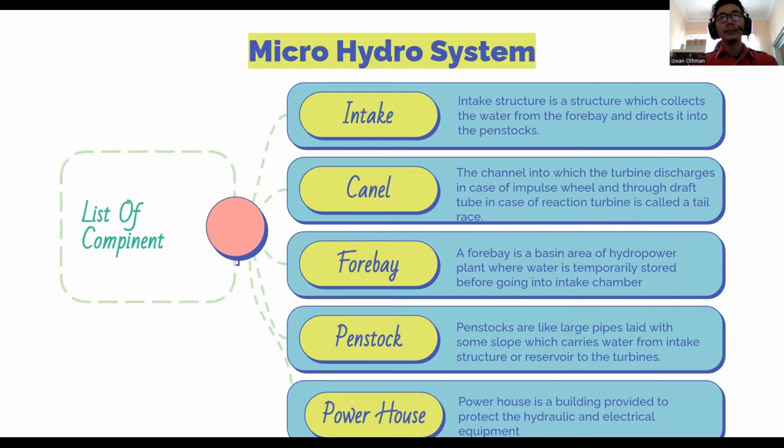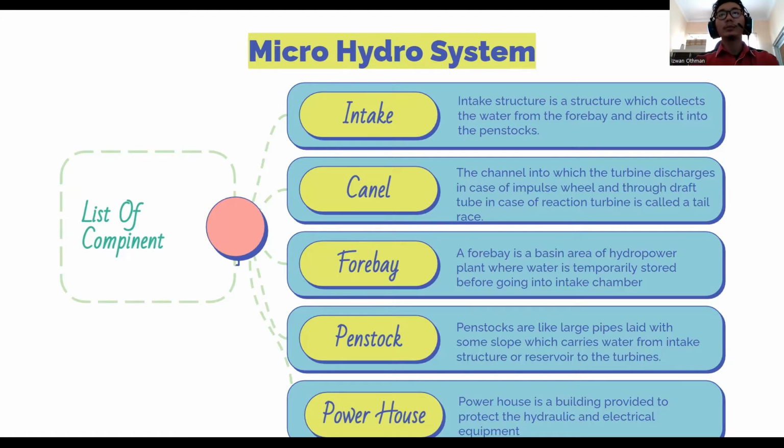An intake structure is a structure which collects the water from the forebay and directs it into the penstock. For intake, different types of intake structure are available, and the selection of the type of intake structure depends on the various local conditions.